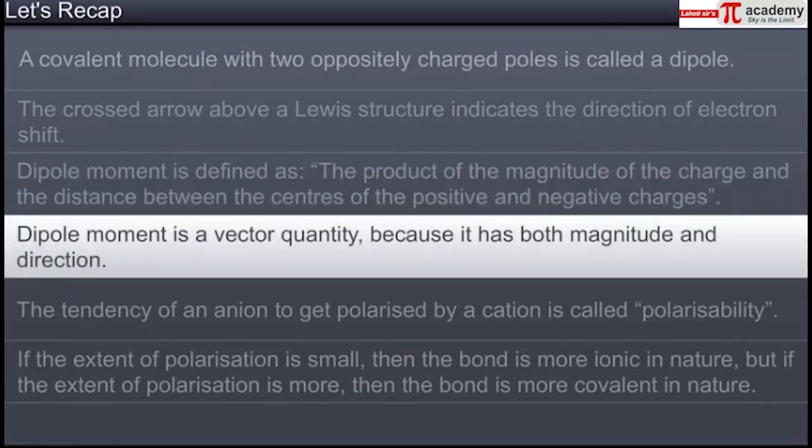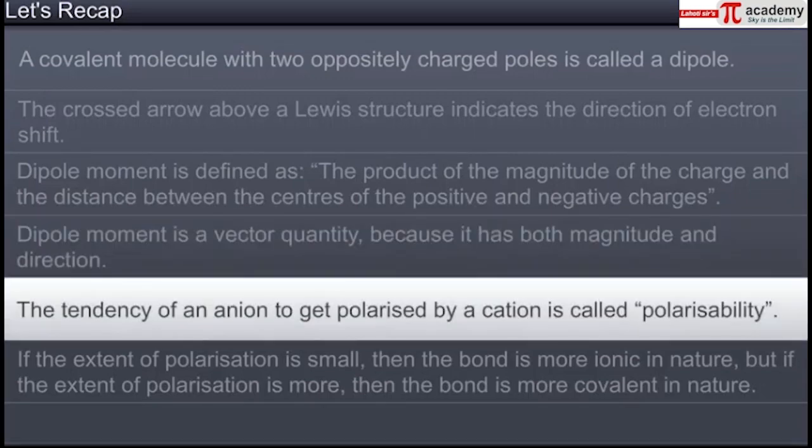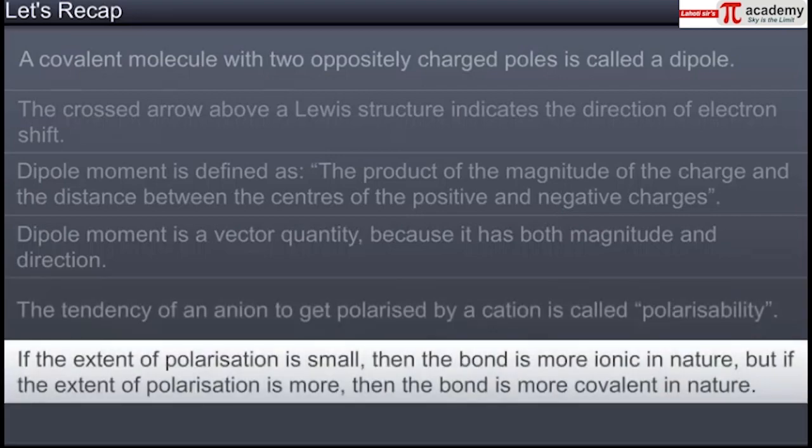Dipole moment is a vector quantity because it has both magnitude and direction. The tendency of an anion to get polarized by a cation is called polarizability. If the extent of polarization is small, then the bond is more ionic in nature. But if the extent of polarization is more, then the bond is more covalent in nature.